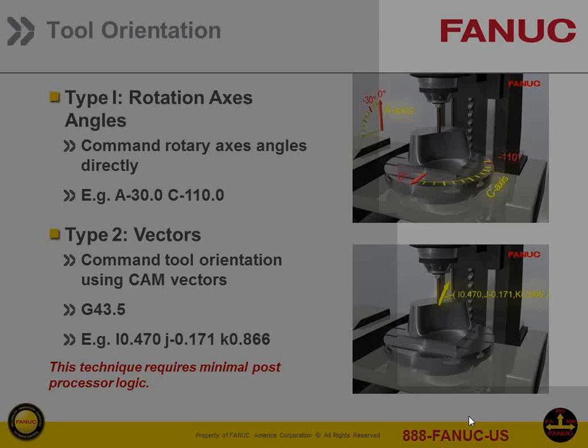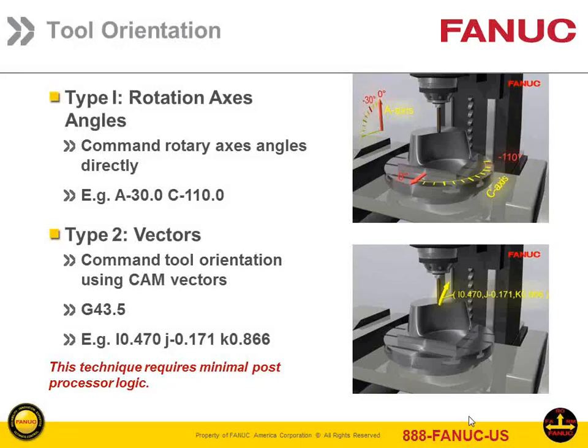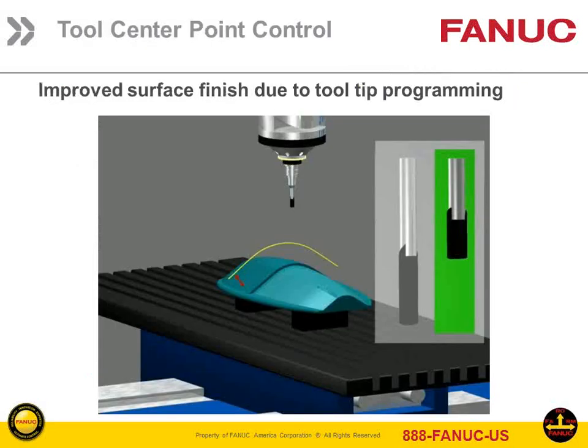But again, that's the different types of rotation, how it works, whether it would be with the angles or the vectors. And again, what you get is improved surface finish from the tool tip programming. And now I'm going to show another video.